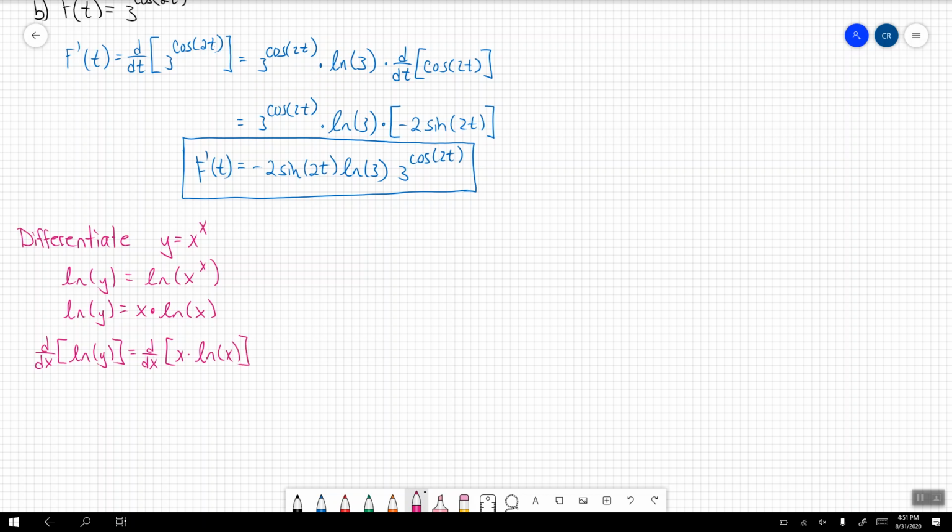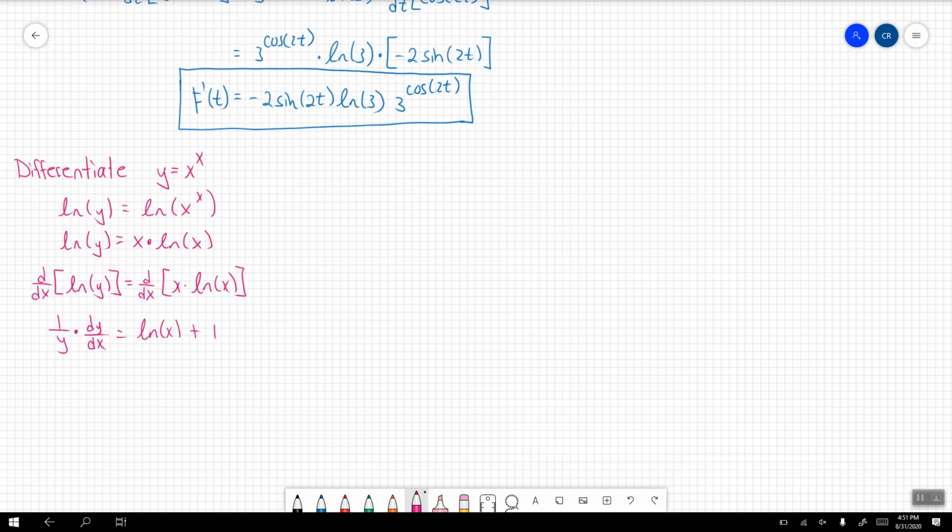Then on the left hand side, the derivative for the natural log of y is going to be 1 over y multiplied by dy/dx, again that chain rule. On the right hand side, it's the derivative of the first, so that's going to be 1 multiplied by the natural log of x, which is the second function. Then we take x and multiply by the derivative of the natural log of x, which will just get us 1, and this is by the product rule.